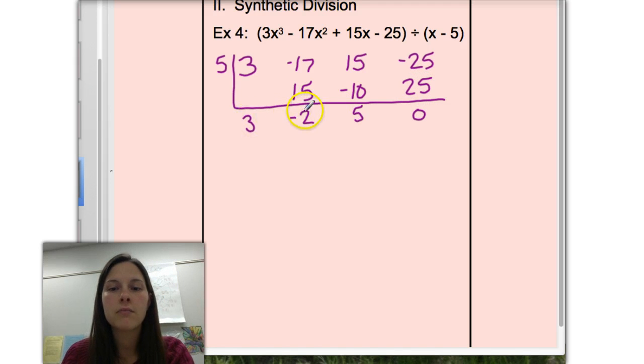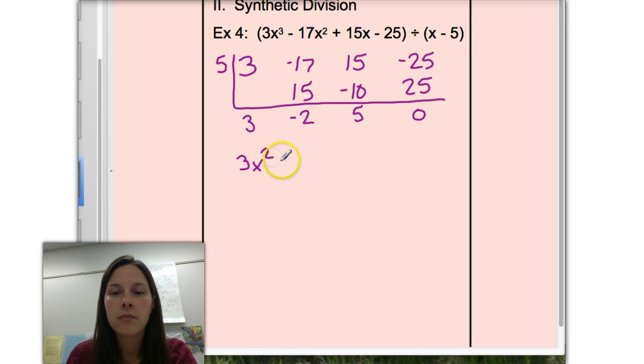So here's what these numbers mean as far as our answer. We take these numbers and they become the coefficients of our answer. When you divide a cubic by a linear binomial, that x minus 5, you drop a power. So it's 3x squared minus 2x plus 5. This 0 here tells us we don't have a remainder, so that x minus 5 is a factor of the polynomial we divided it into.